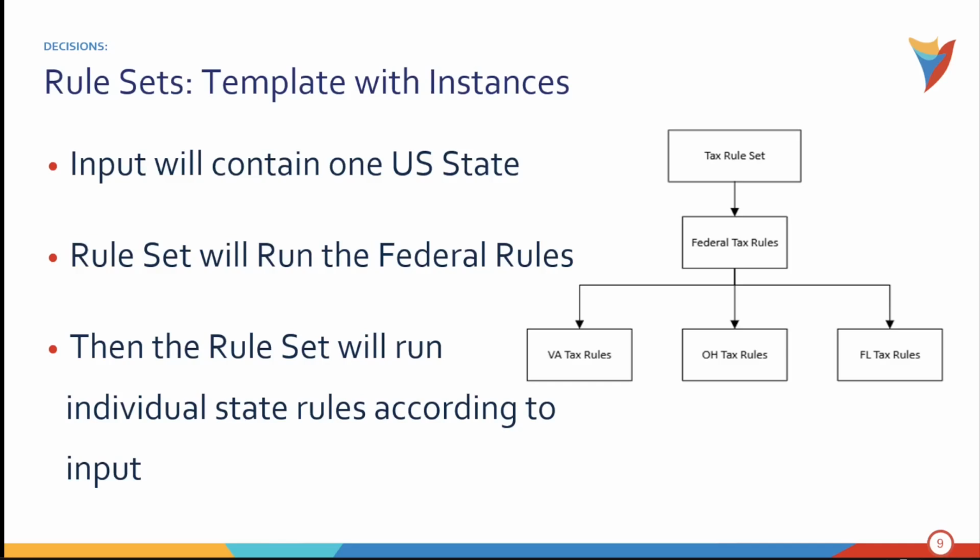It would run all of the federal tax rules that apply to everybody. Then it will also run the rules of the state that that person lives in. So let's say someone lives in Virginia. This rule set will be told, hey, this person lives in Virginia. I'm going to now run all of the federal tax rules, then I'm going to run all the Virginia tax rules and then output the data accordingly. If someone's from Ohio, it'll run all of the federal tax rules, then it'll run all of the Ohio tax rules, and so on and so forth.